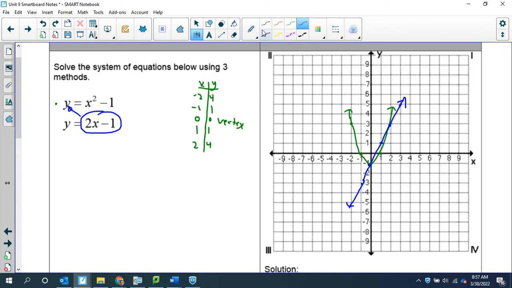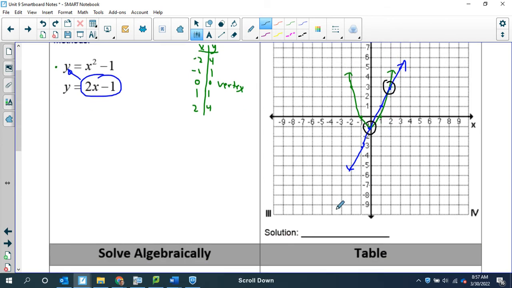And we see that it is intersecting here and also right here, which is at (0, -1) and (2, 3), which is what we got when we solved it algebraically.